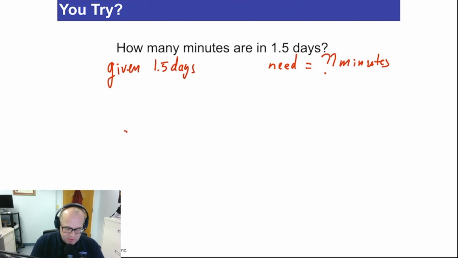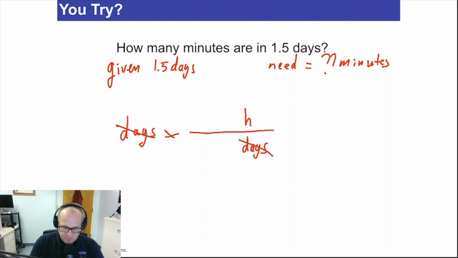So we're going to start with the unit days. Oops. Let me get out of here. Back that up. Days multiplied by something that puts days on the bottom. Now I know the conversion to hours. I can get from days to hours. Hopefully that'll help. And now I can go from hours to minutes. Okay, so that's how you set this question up.